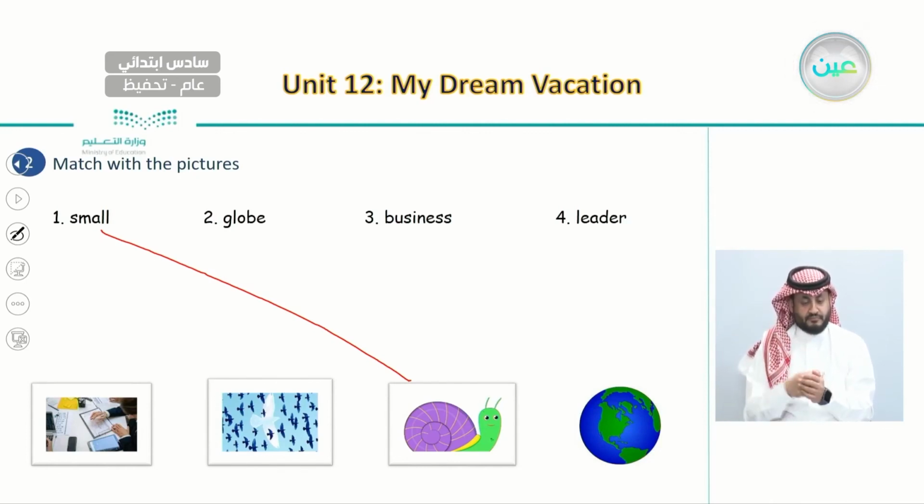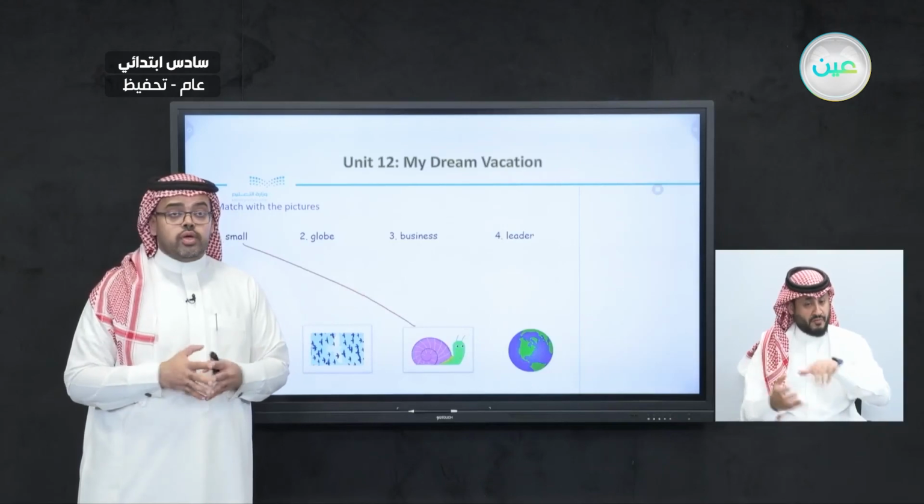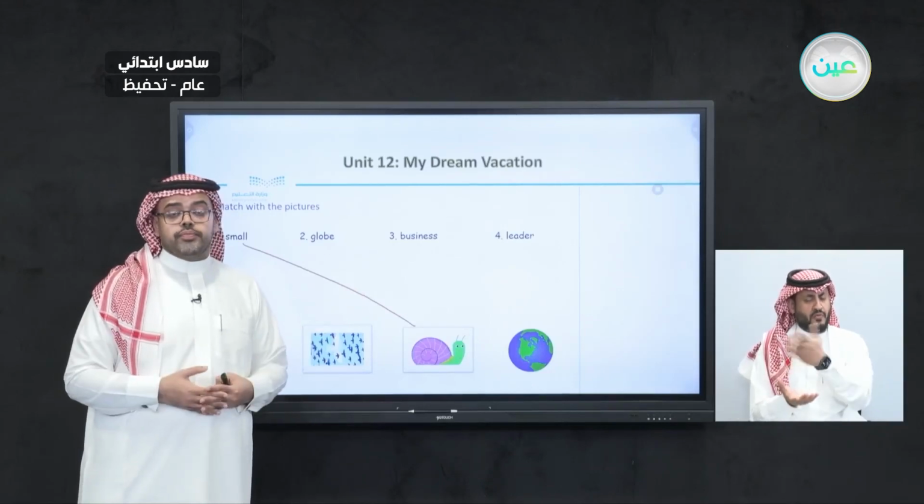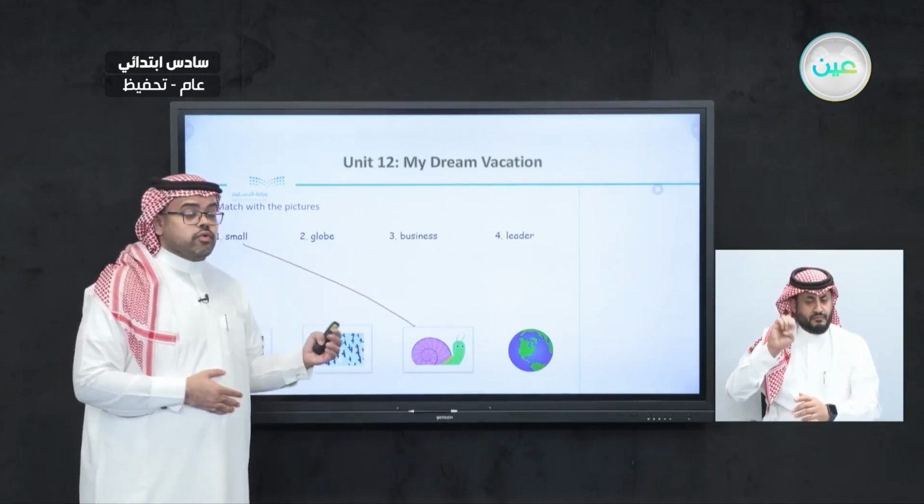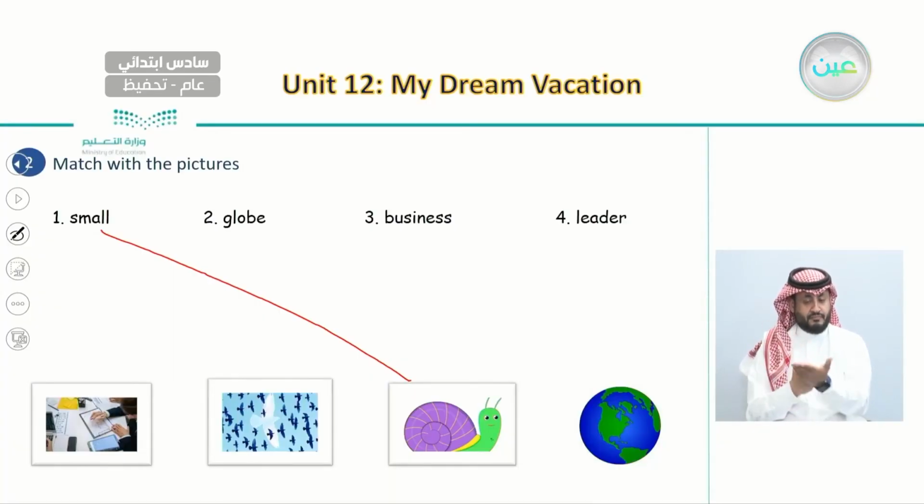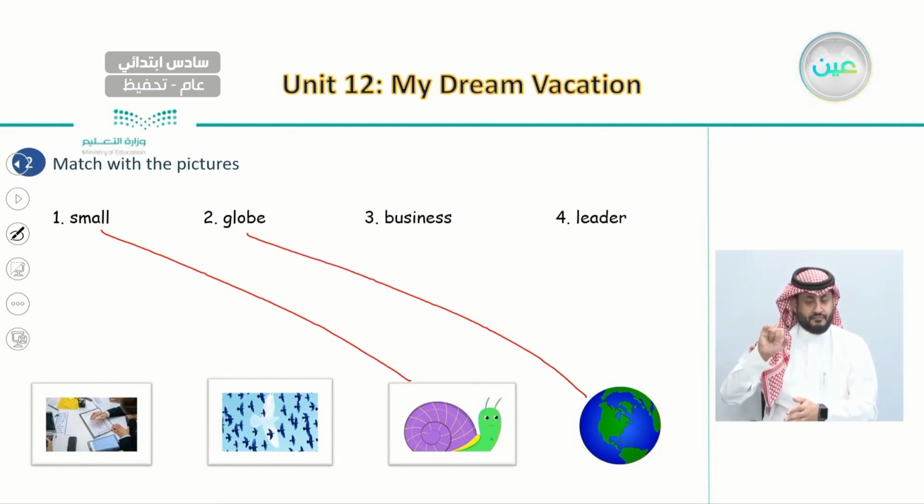The second word is globe. When we say that ships come and go from all over the globe, what is the globe? The globe is, of course, the planet Earth. And then business. Business, our company, is the work where people go to work. Business, which is the first one.